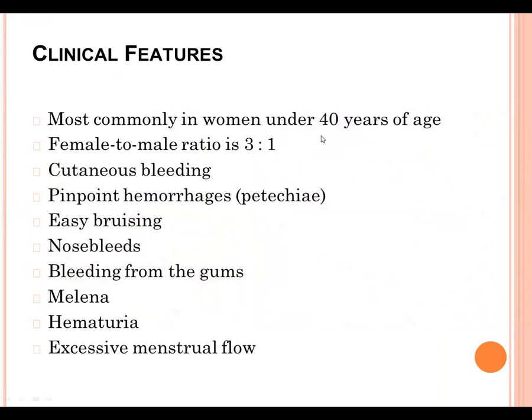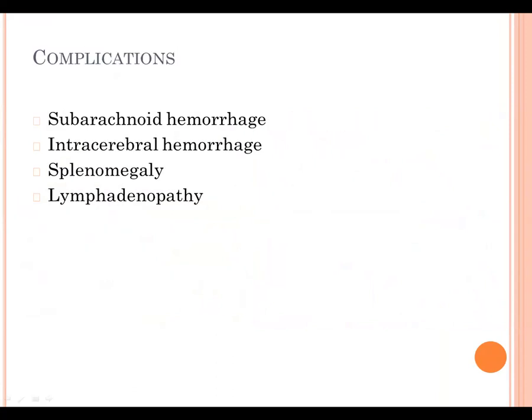This occurs most commonly in women under 40 years of age, with a female to male ratio of 6:1. It may lead to cutaneous bleeding, pinpoint hemorrhage, petechiae, easy bruising, nosebleed, bleeding from the gums, melena, hematuria, and excessive menstrual flow. It may lead to subarachnoid hemorrhage, intracerebral hemorrhage, splenomegaly, and lymphadenopathy.